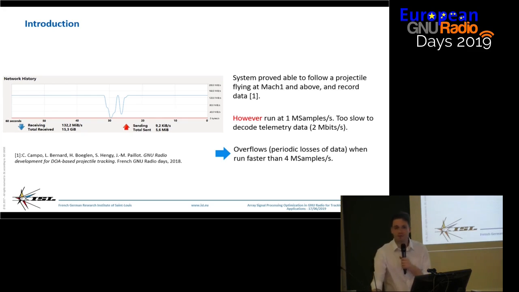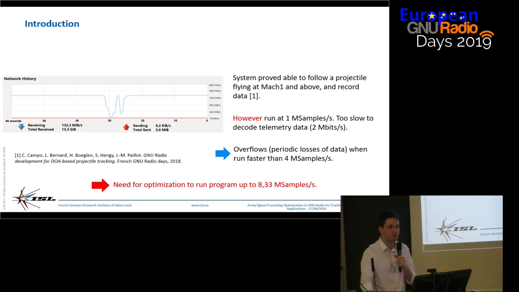And to give you an idea, our projectile flight is approximately 1 second long, so if an overflow occurs at that specific moment, then we get no data. That's something we could not put up with, so obviously we had a need for the optimization of our program so that it would be able to run at our objective 8 megasamples per second.